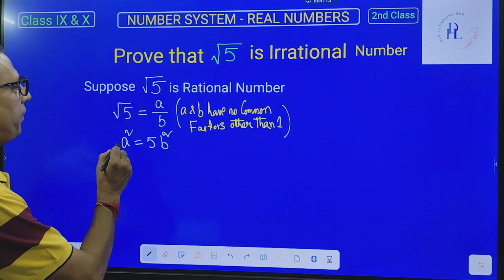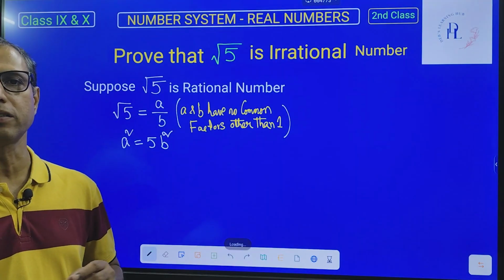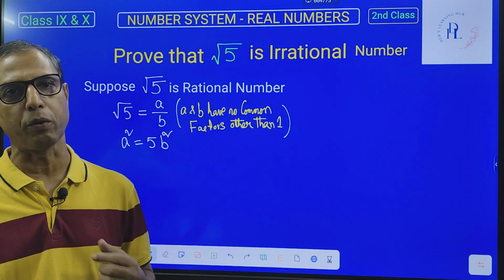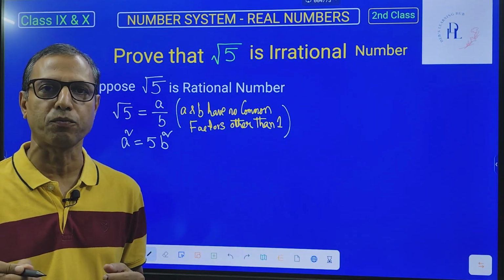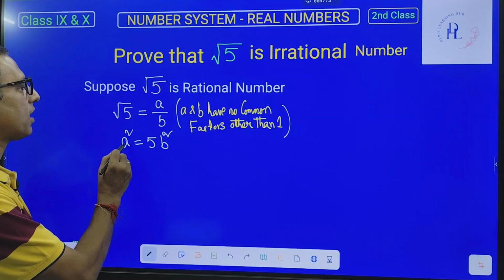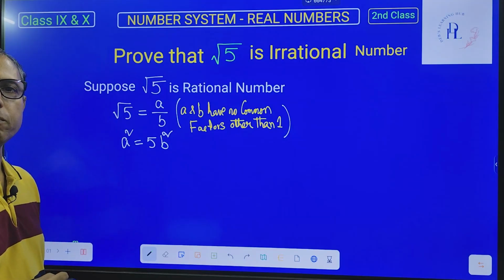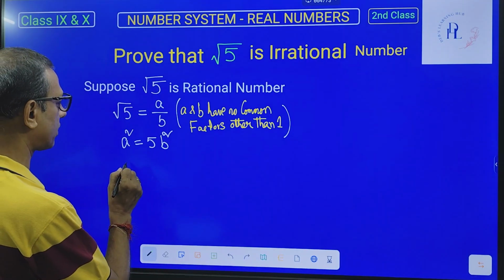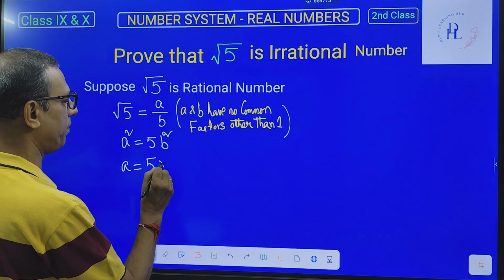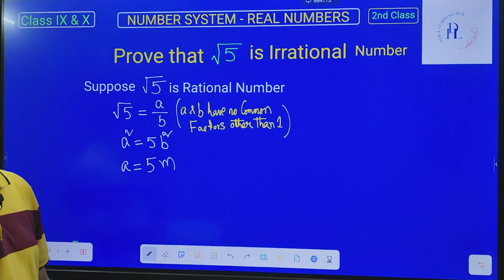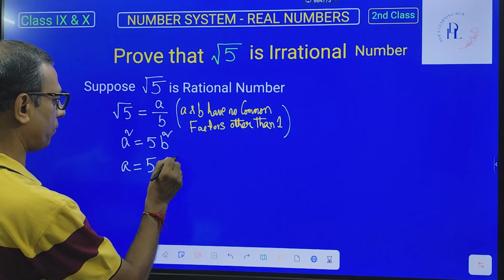Got it? So a square equals 36, this is a multiple of 2, 2 into 18. That means the root of a square, that is 6, is also a multiple of 2. So therefore if a square is a multiple of 5, that means a is also a multiple of 5. So we can write, assume a equals 5m, m is an integer. a equals 5m. That is what we got from here.